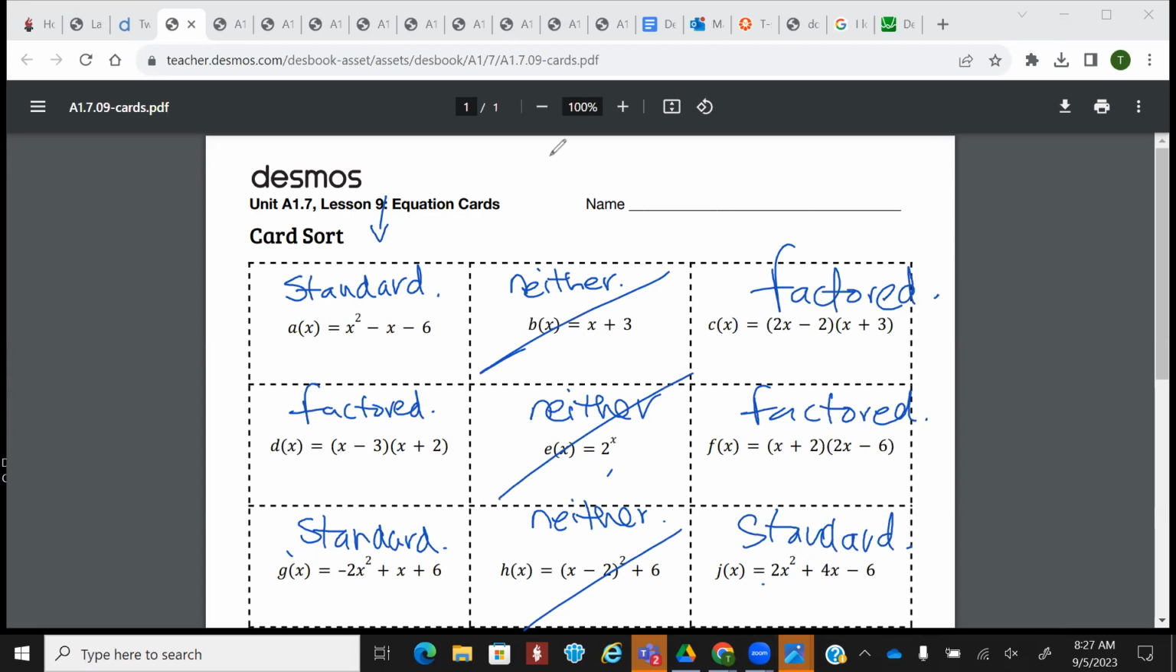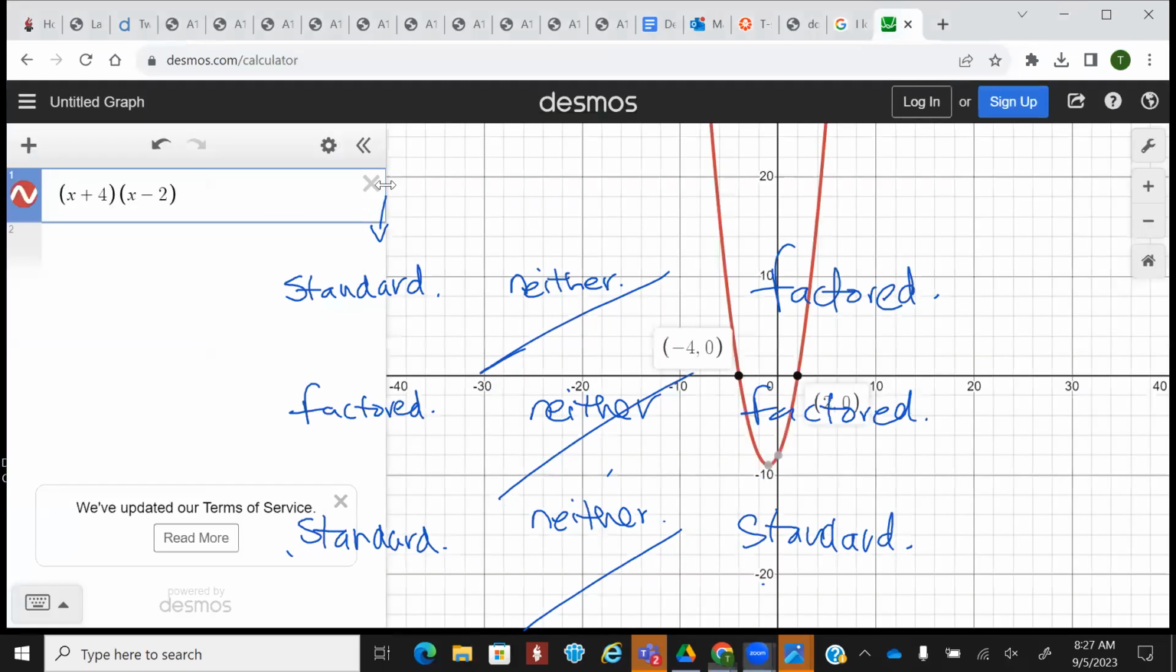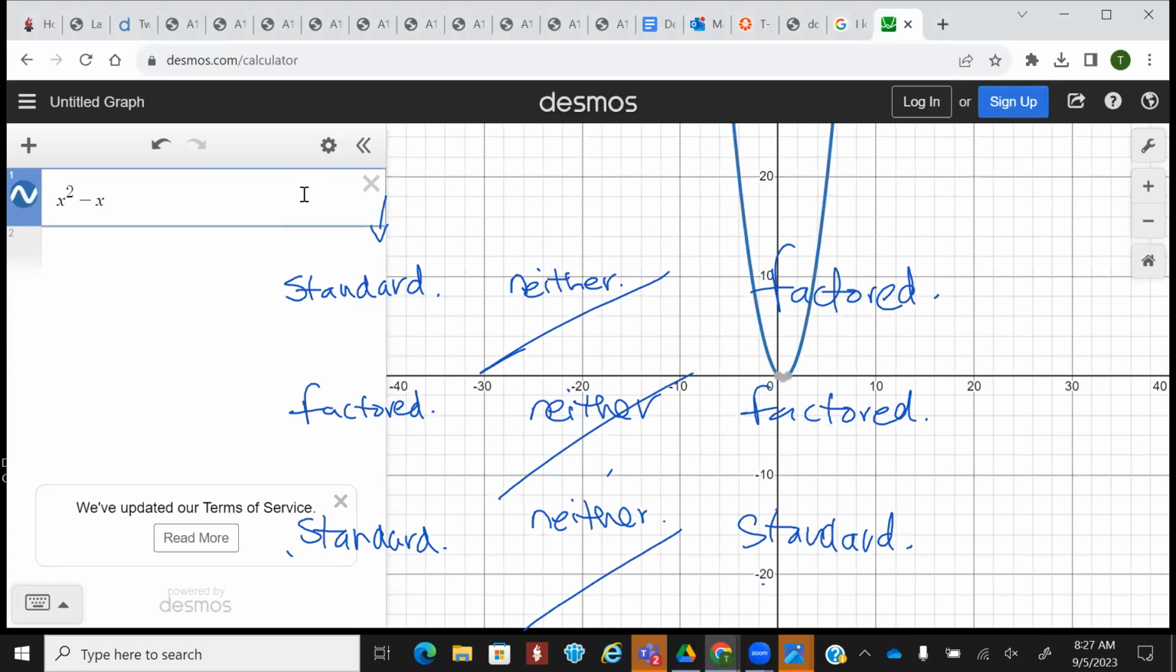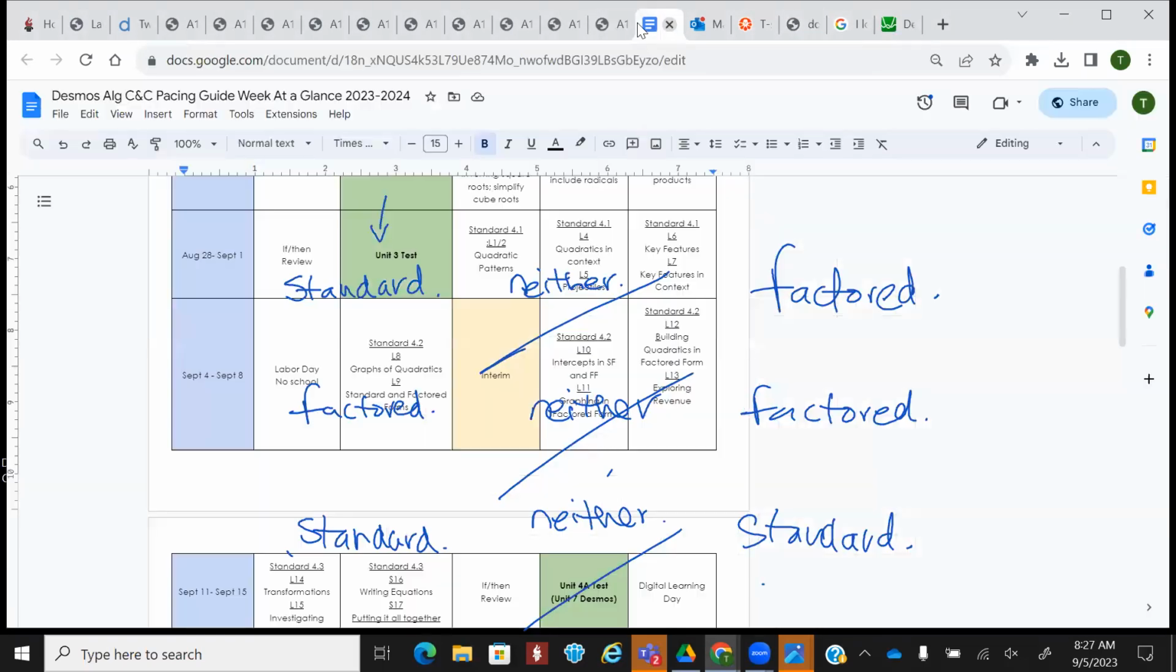Okay, so if we took this first one, which is x squared minus x, and then is it plus 6? I think that's what it was. Nope.